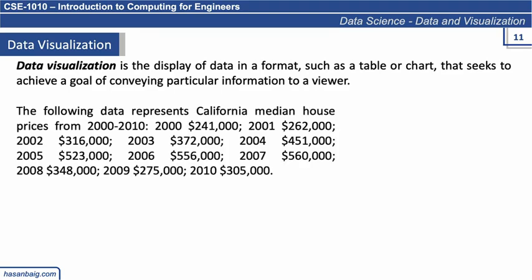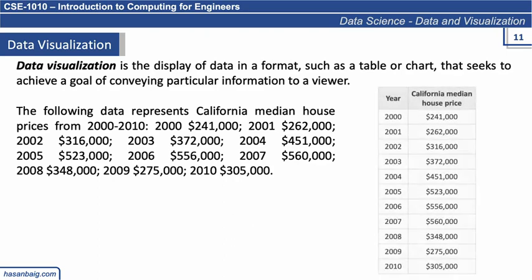You can present the data in text form, in a paragraph form, just like this one. This piece of text data represents the median house prices in California between 2000 and 2010. So you cannot exactly estimate where the prices are rising and where they are decreasing, and it's not really an easy way to grasp the data.